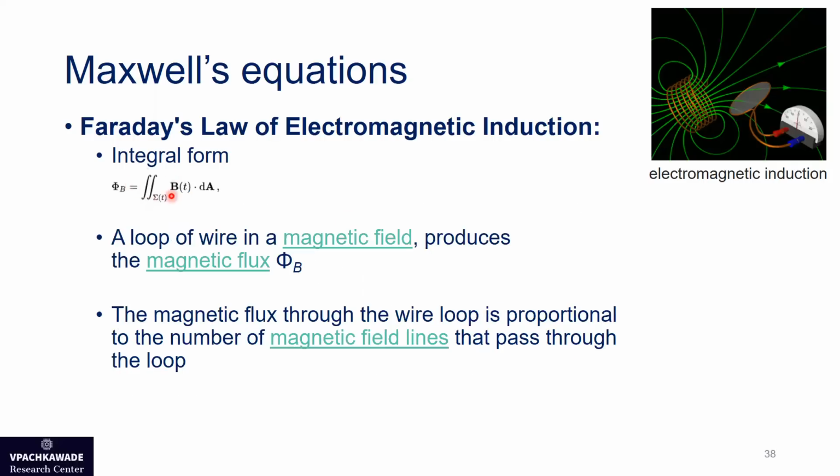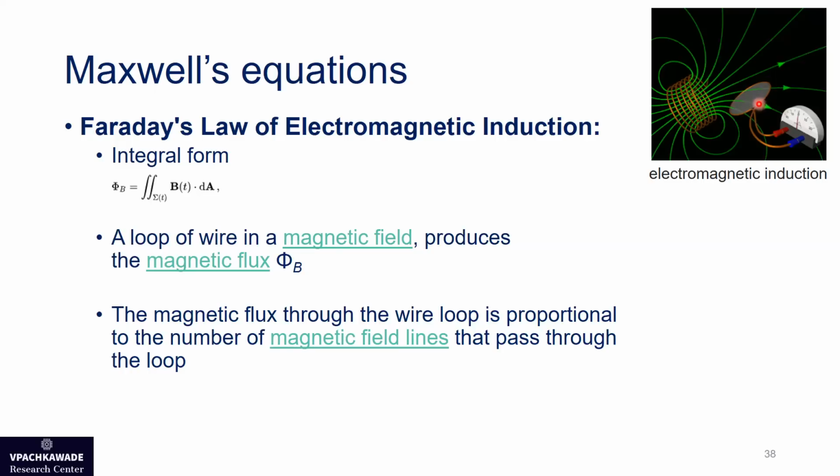Now the integral form, again the equation is given right here, and we can read this equation in the mathematical form. Phi b equals the double integral over the surface area element of the dot product of the magnetic field vector and the surface area. In words, we can read this equation as: a loop of wire in a magnetic field will produce magnetic flux. Very simple. The loop of wire right over here, we have these green lines of the magnetic field. Take it near to it, it will induce a magnetic flux.